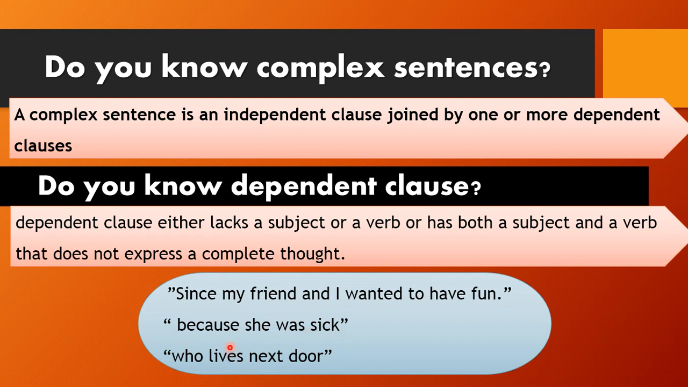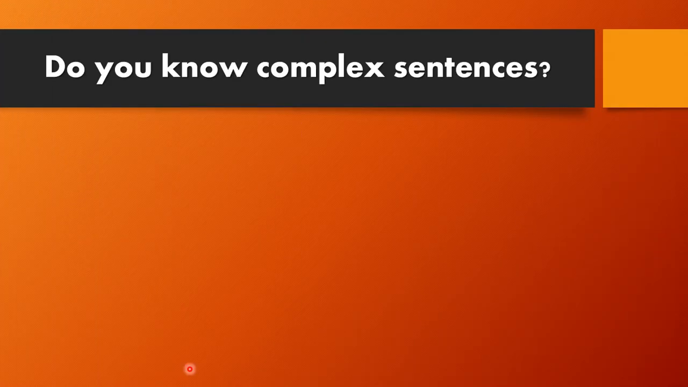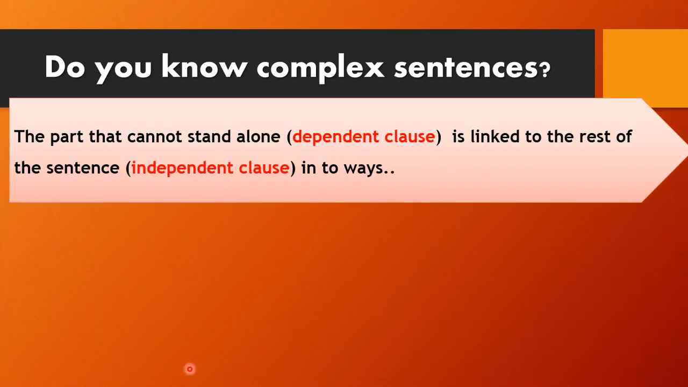Because she was sick. Who lives next door? All of them are dependent clauses started with one of the subordinating conjunctions or a relative pronoun like the last one. When you read each one of them, you will find that it doesn't express a complete thought. Okay. Now, in a complex sentence, we said we have two parts. One part is the independent clause that can stand alone, and the second part is the dependent one that cannot stand alone. How can I connect those two together?